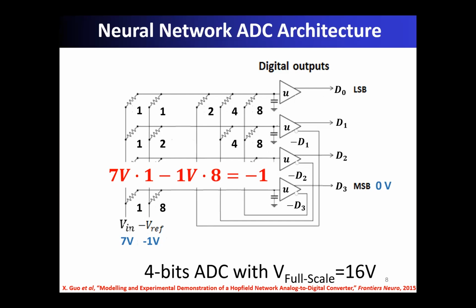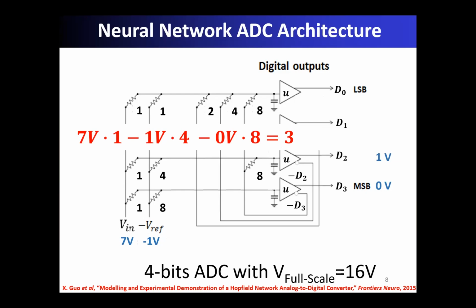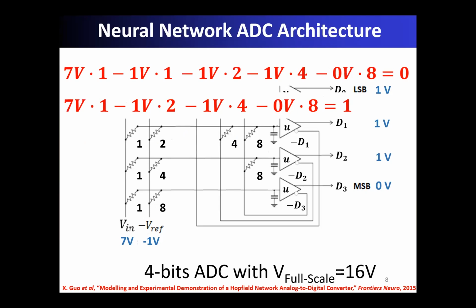Then D3 will be propagated to D2, and now the equation of D2 is in the same way. It's 7 volt multiplied by 1 minus 1 volt multiplied by the corresponding weight, which is 4, and minus 0, which is the result of D3 multiplied by 8. The total result is 3. It is positive, so it is logical 1. If we continue in the same way, we will obtain the following equations of the LSBs. And we can see here that 7 volt out of 16 volt is quantized to 0111.